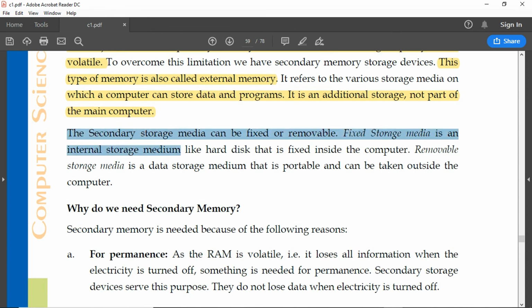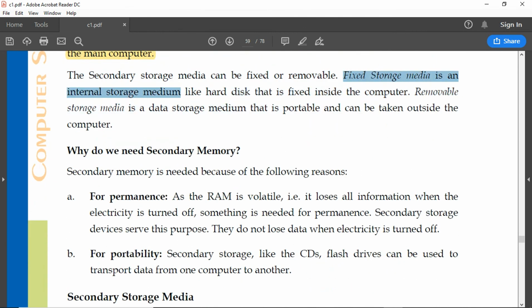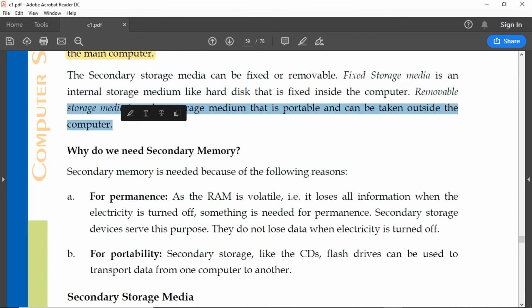The secondary storage media can be fixed or removable. Fixed storage media is an internal storage medium like hard disk that is fixed inside the computer. Removable storage media is a data storage medium that is portable and can be taken outside the computer.